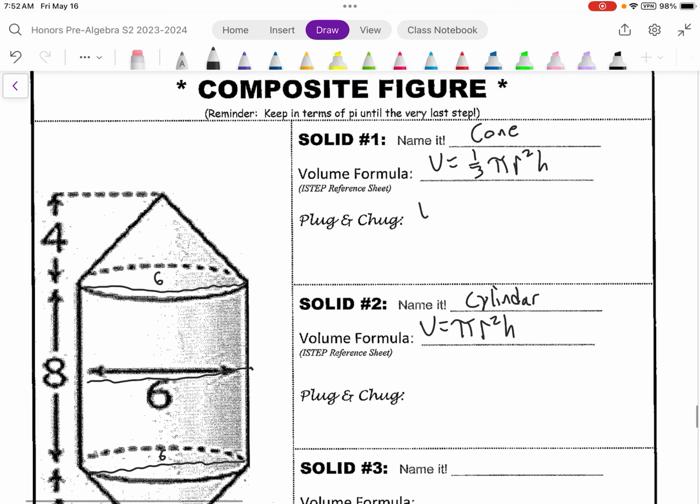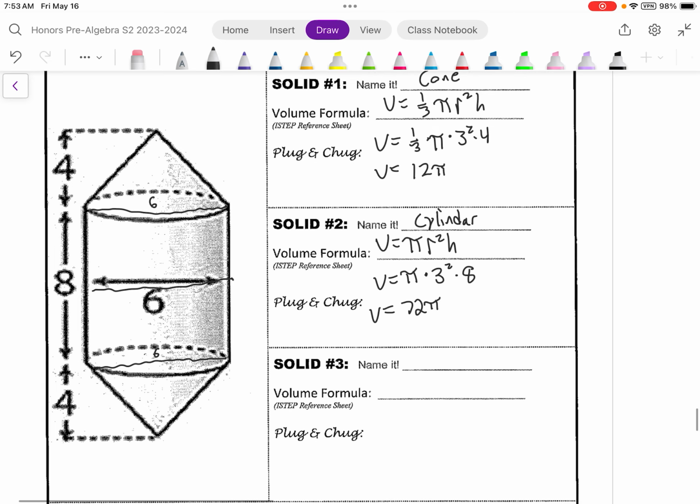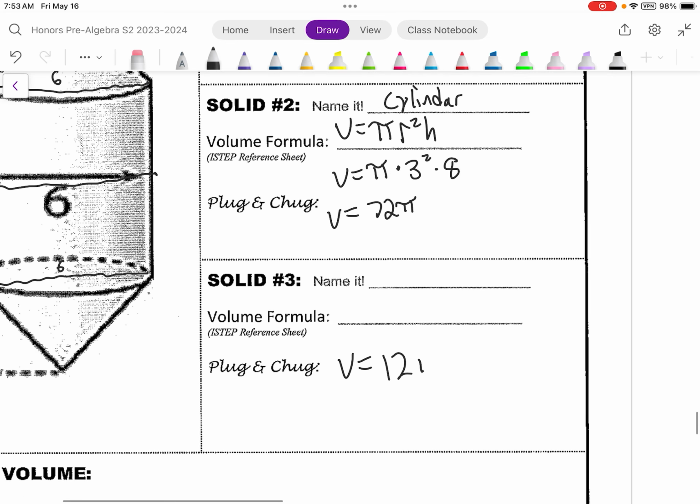So let's go ahead and do this problem. V equals, and it does say keep in terms of pi until the very last step, so we are going to keep the pi symbol there until the very end. 1/3 times pi times our r squared, which is 3 squared, times a height of 4. So the volume for this one is going to be 9 times 4 divided by 3. So this one's going to be 12 pi. This one here should be very similar results. So pi times r squared, the radius again is going to be 3 here. The height this time is 8 though. So 3 squared is 9, 9 times 8 is 72. So this is going to be 72 pi. And the last one, like we already said, is the same exact as the top. So we already know the volume for this one is 12 pi as well.